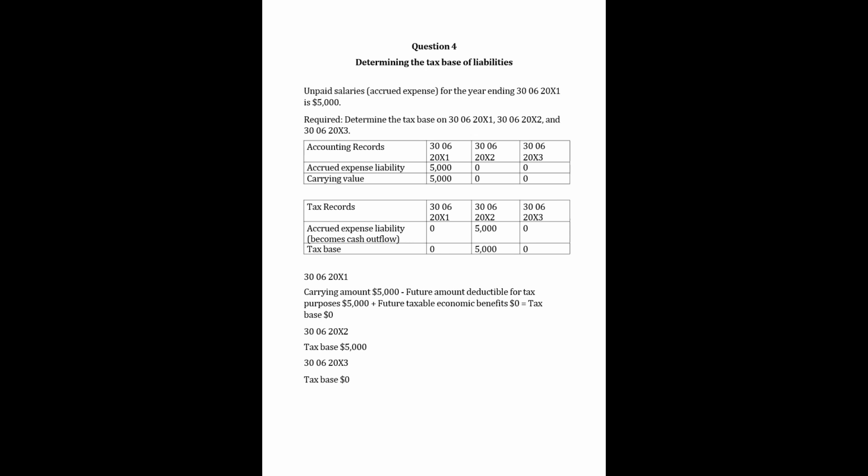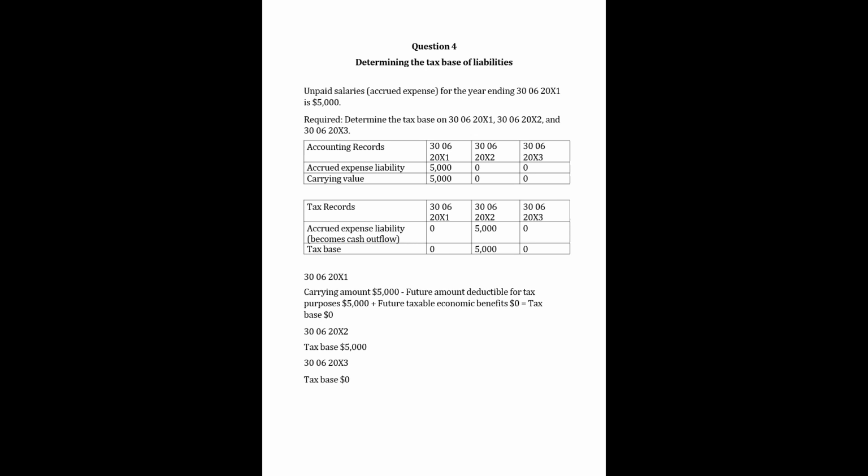Let's now look at the tax records. There's accrued expense liability, and that has to become cash outflow. But in X1, there's no cash outflow, so therefore the tax base is 0. But in X2, there is a cash outflow of $5,000, and the tax base of that accrued expense is $5,000. And in X3, there's no effect.